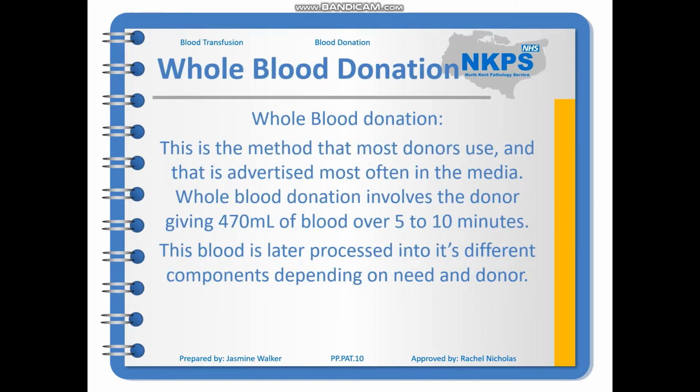Whole blood donation. This is the method that most donors use and that is advertised most often in the media. Whole blood donation involves the donor giving approximately 470 ml of blood over 5 to 10 minutes. This blood is then later processed into its different components depending on the need and the donor.